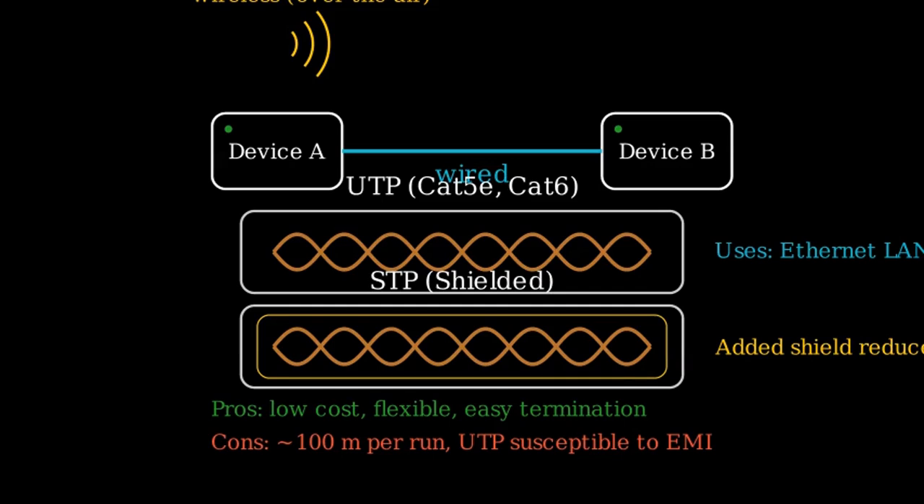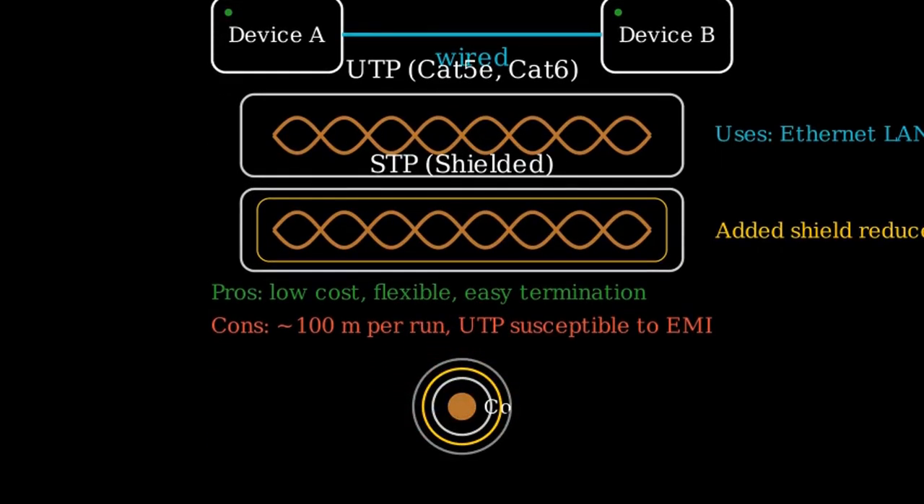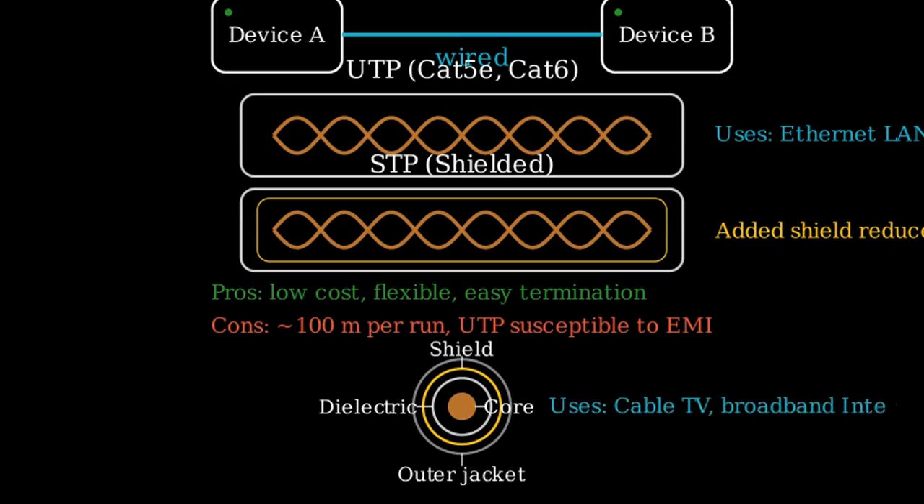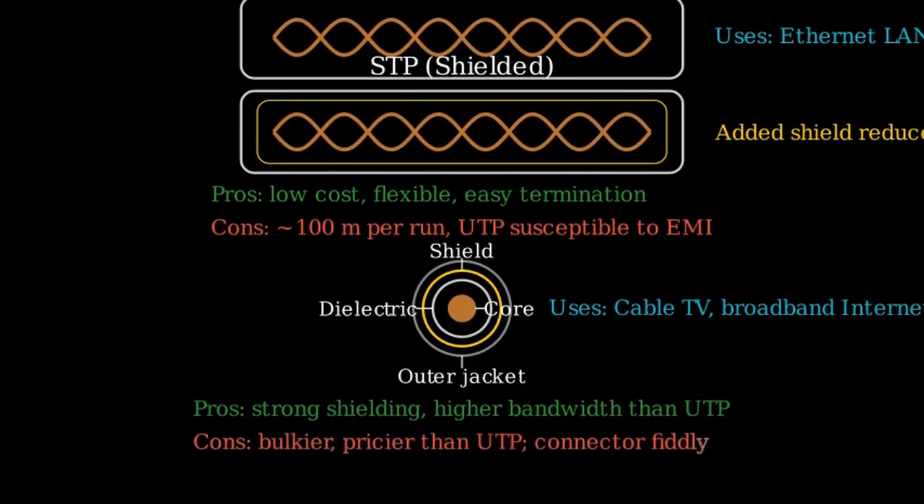Second, coaxial cable. Picture a single copper core, an insulating layer, a metallic shield, and an outer jacket. Coax has better shielding than twisted pair and can carry higher bandwidth over moderate distances. You will see it in cable television and broadband drops. It is bulkier and more expensive than unshielded twisted pair, and its connectors can be a little tricky.